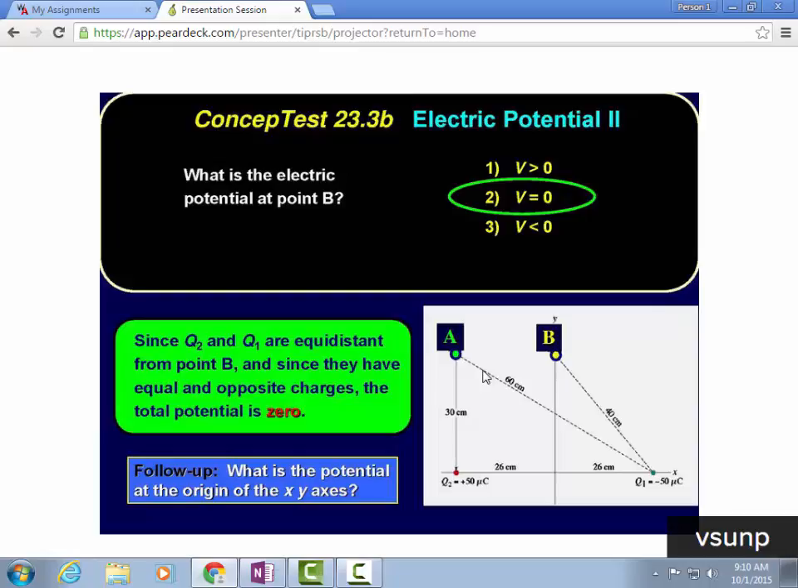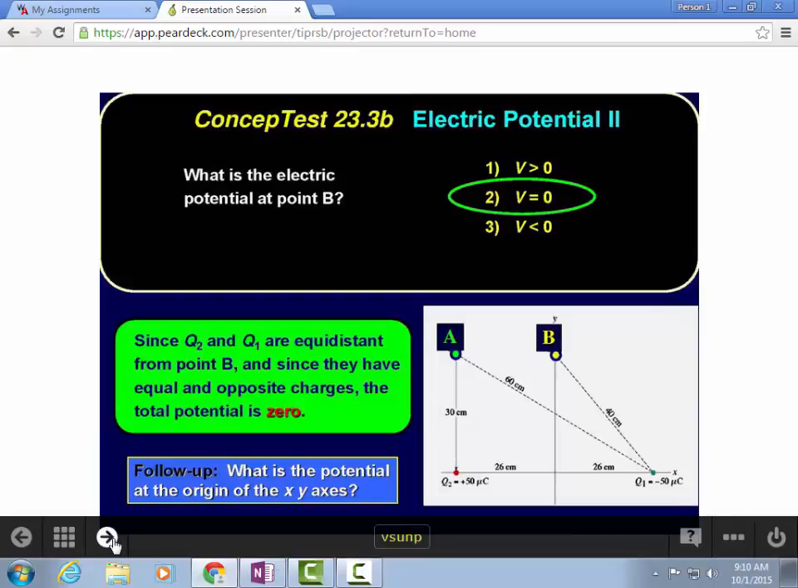All right. So what's the potential at the origin of the XY axis? In other words, what's the potential right at the center? It's going to be 0, as long as they're equidistant. In other words, all along that y-axis, it's going to be 0. Well, if they're both positive or both negative, it would be double the potential from just one of them.